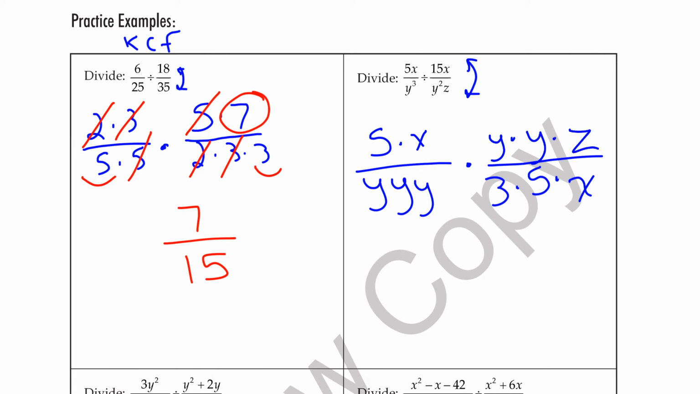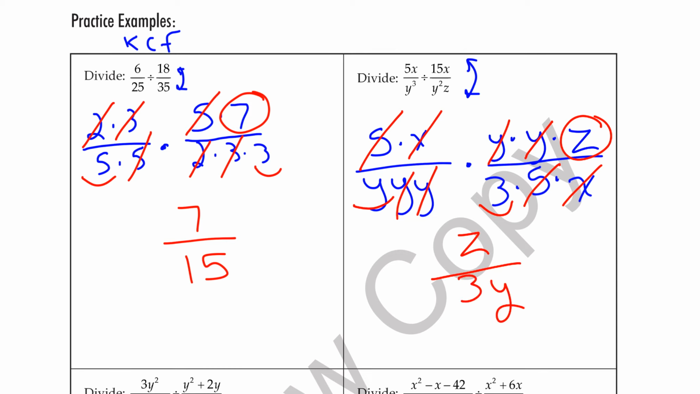Now we can cancel. I can cancel this 5 with this 5, this x with this x, 2 of these y's with 2 of these y's. So it looks like we have left in the numerator a z over, here's a y and a 3, so that would be 3y.